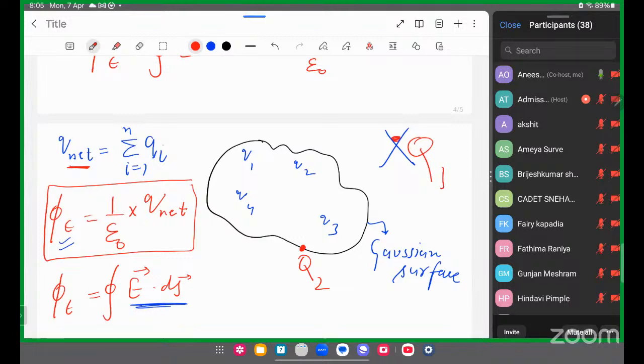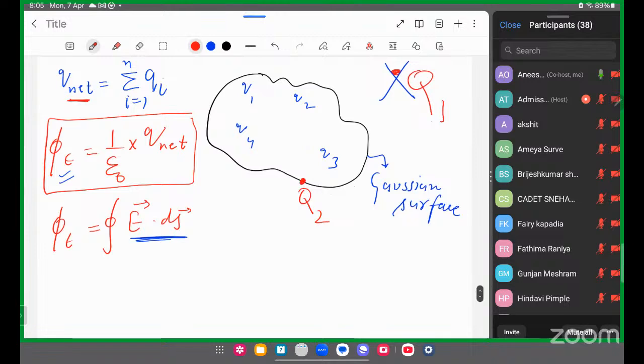Q1, Q2. So if you are selecting a Gaussian surface, remember it has to be in such a way that no charge is on the boundary of the surface. So we cannot take Q2 on the boundary of the surface, which means either Q2 has to be inside the surface or Q2 has to be outside the surface. But Q2 cannot be on the surface. Understood or any doubt?